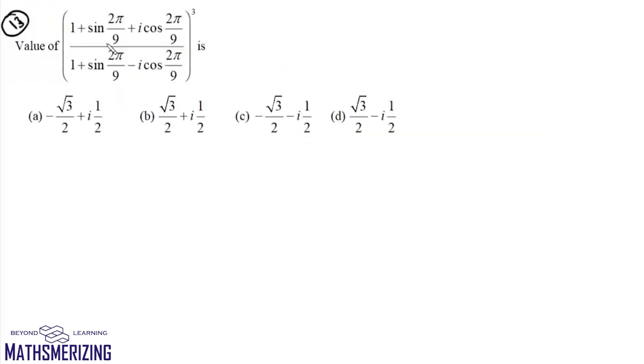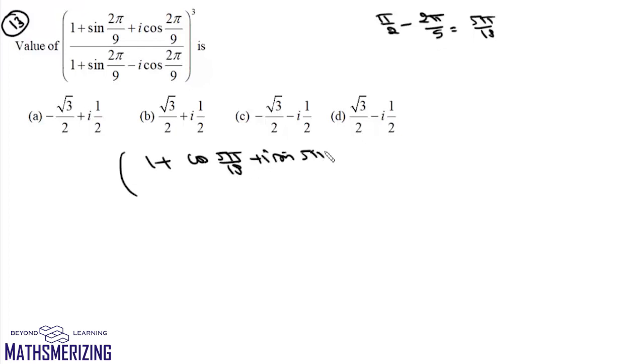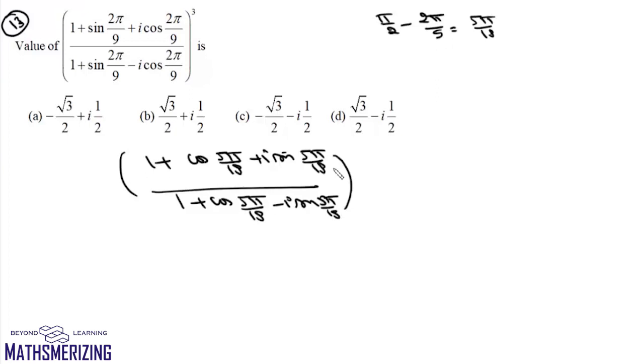Now question number 13 is, we need to simplify this expression. So it is sine theta plus iota cos theta. So what we'll do is change sine into cos and cos into sine. So we know that its complementary angle will be pi by 2 minus 2 pi by 9. So it'll be (9 minus 4) pi, so it'll be 5 pi by 18. So we can write this as 1 plus cos 5 pi by 18 plus iota sine 5 pi by 18, and here it will be 1 plus cos 5 pi by 18 minus iota sine 5 pi by 18 whole cube.